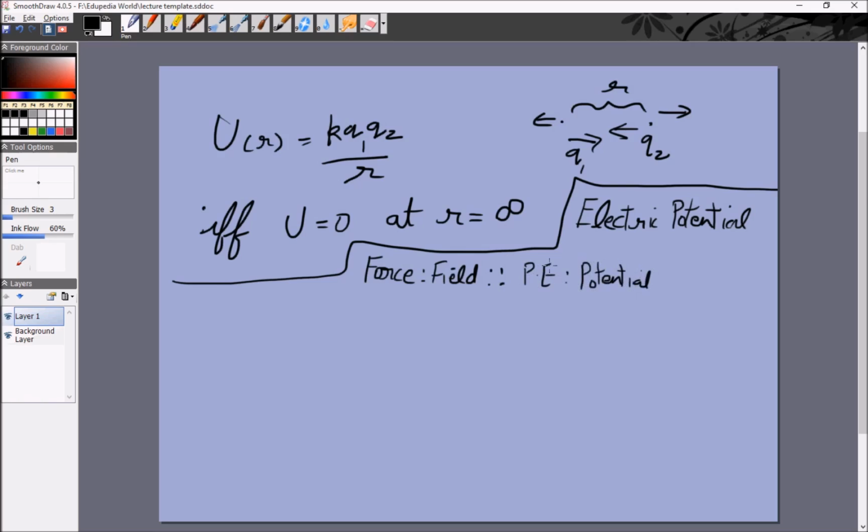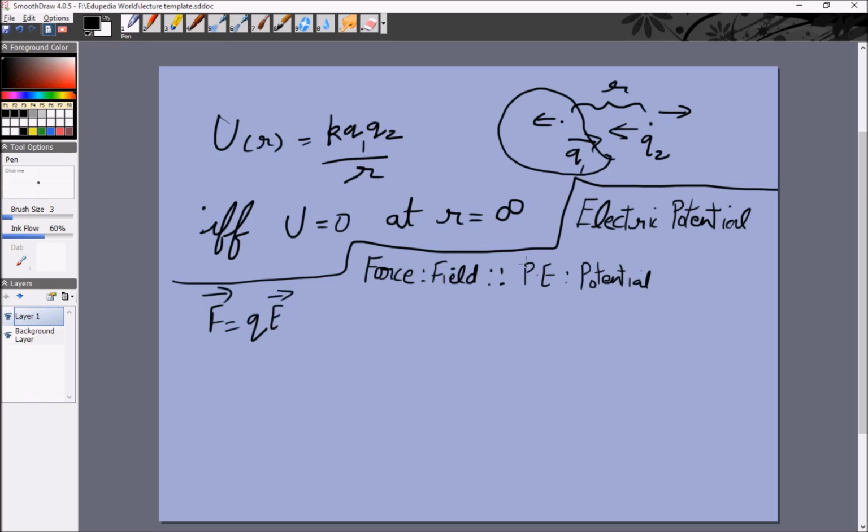What is force? Force was between two charges, right? Electric field was just for one charge. So we'll talk about this one charge, and then whenever we introduce the second charge, we'll take care of that at the end by using the formula that force is equal to Q times the electric field.